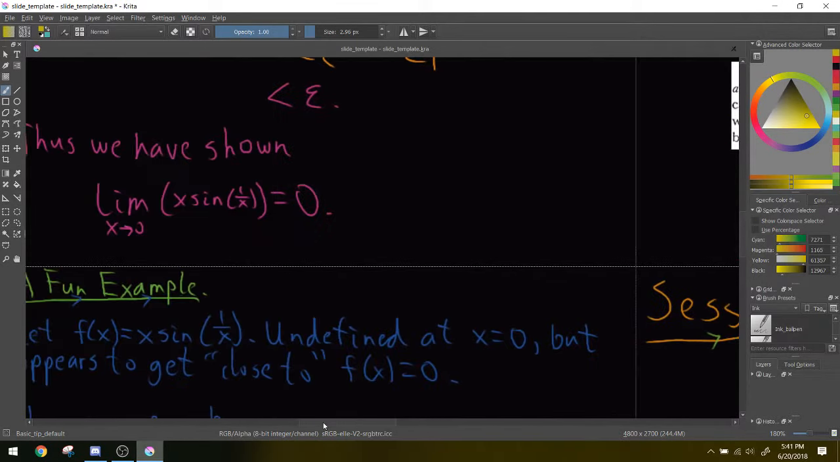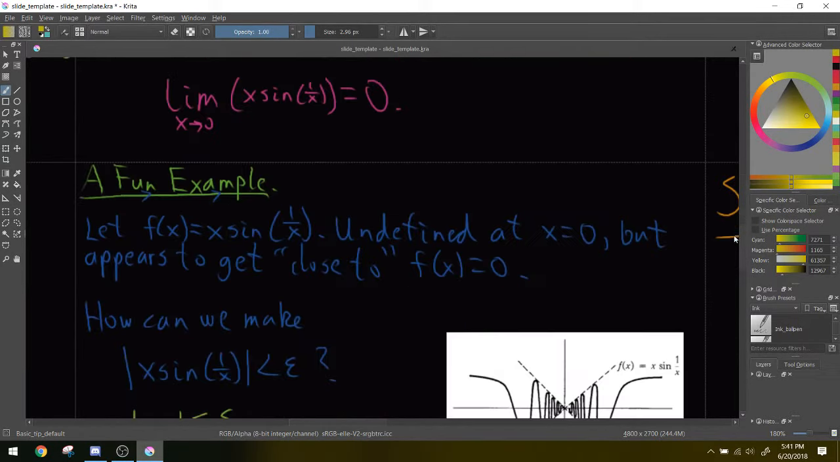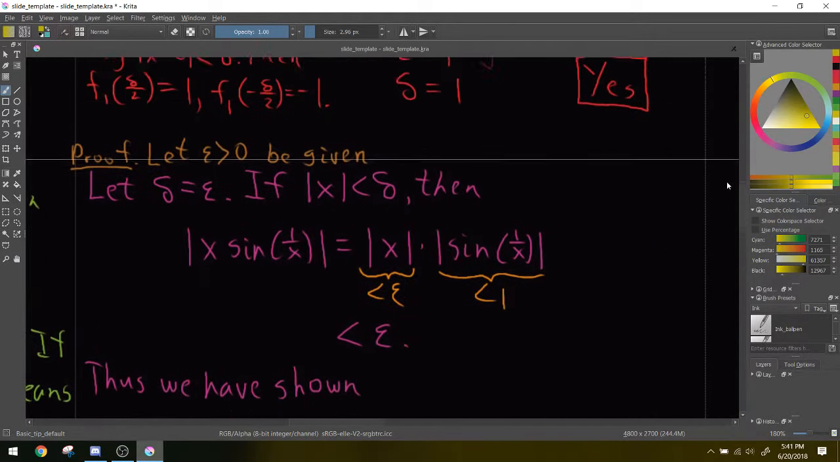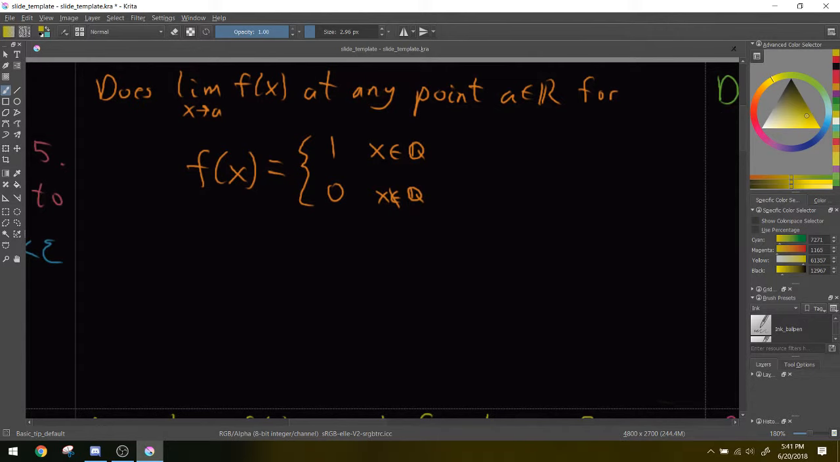Let's do some of these fun functions then. Well, okay, we saw this last time, right? The x sine 1 over x, so that one's not interesting anymore since you've seen it. Let's do this one. This is sometimes called the Dirichlet function, and I'll tell you a story about this function.